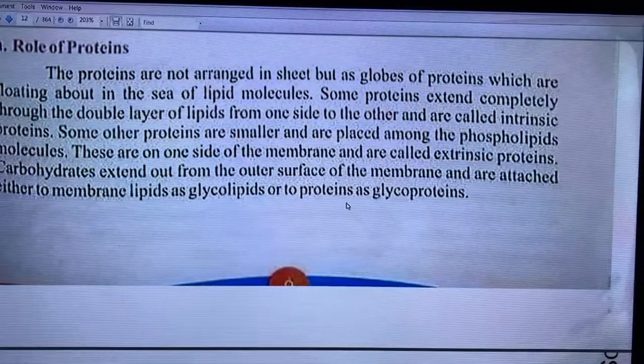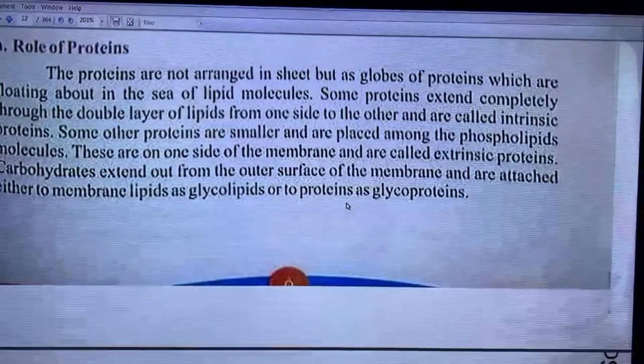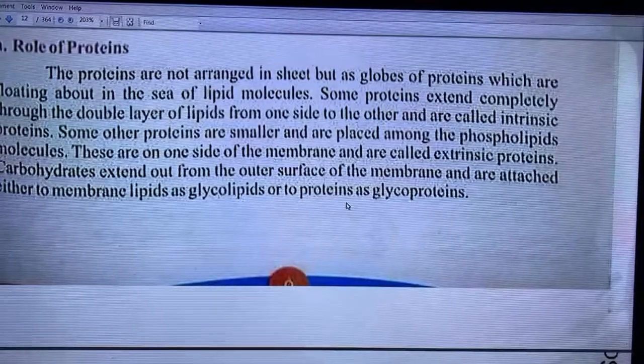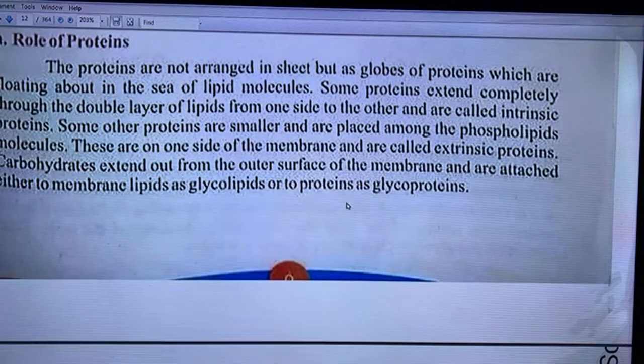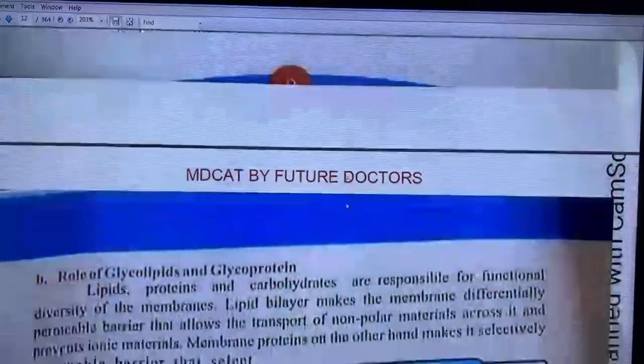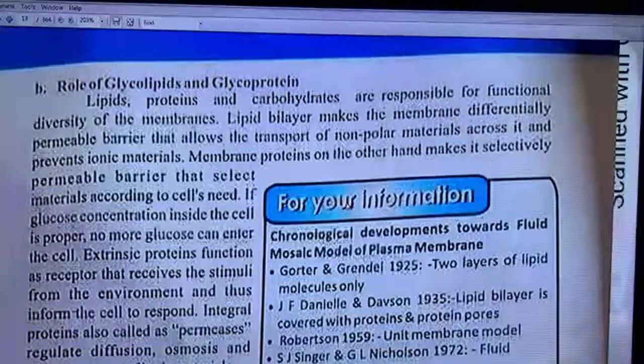Carbohydrates extend out from the outer surface of the membrane and are attached either to membrane lipids as glycolipids, or to proteins as glycoproteins. Role of glycolipids and glycoproteins.